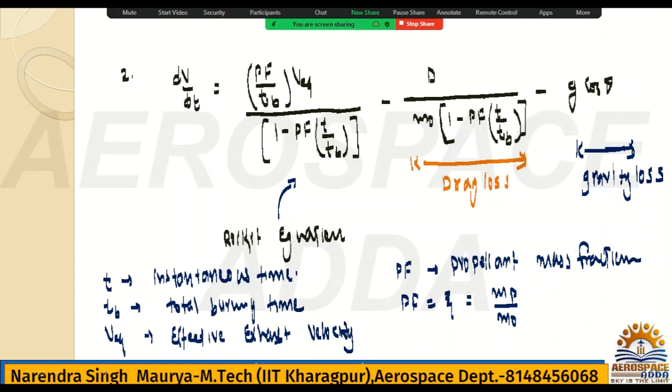Now this is the actual equation, but we have two different cases. What are the two different cases? In the first case we say neglecting drag loss. Second, we can say neglecting gravity loss. So in both cases we will have a different equation. Here I am just going to write the final result.